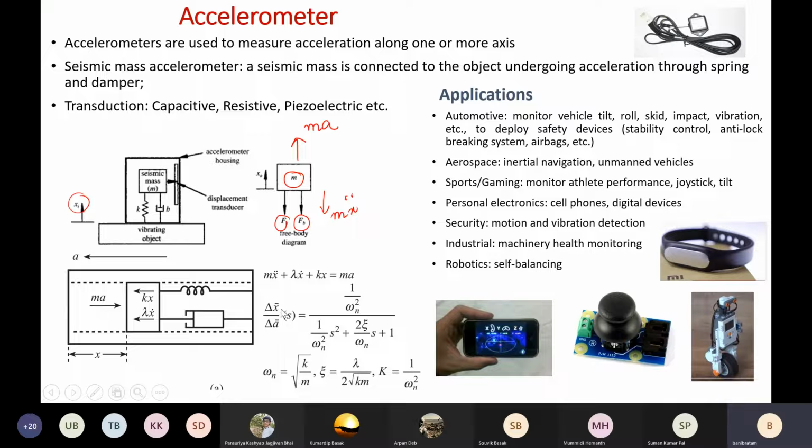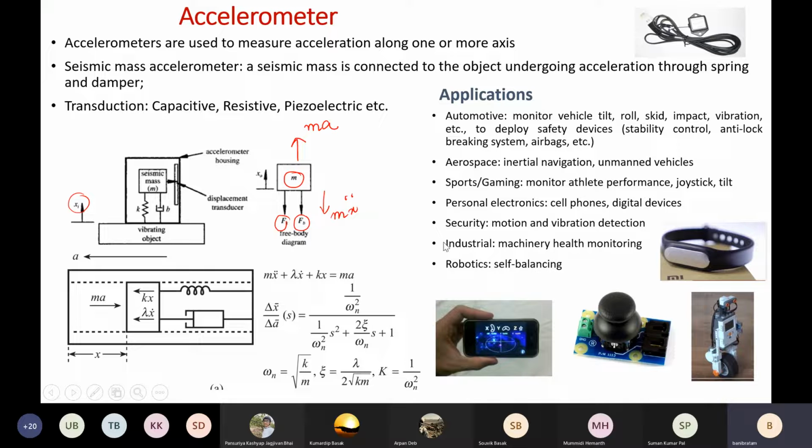From there we can derive the input output relationship. So here input will be a, acceleration, and output will be displacement x. So x by a in the Laplace domain, the expression is like this, where omega n denotes root k by m, and zeta is the damping ratio that denotes lambda by 2 root k m.